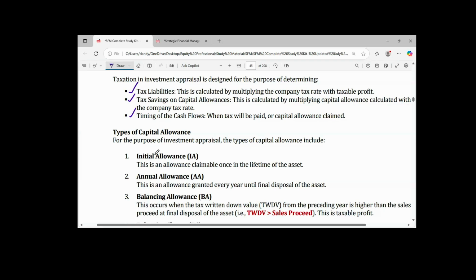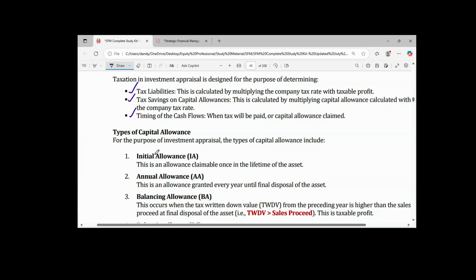Then the second one is annual allowance. Annual allowance is an allowance claimable every year until the final disposal of the asset. Then the number 3 is balancing allowance.